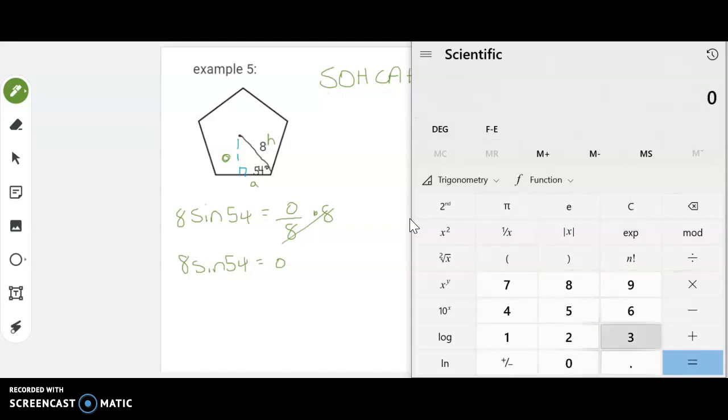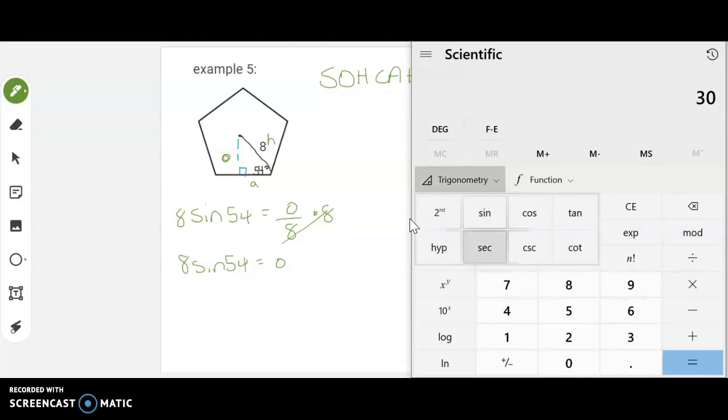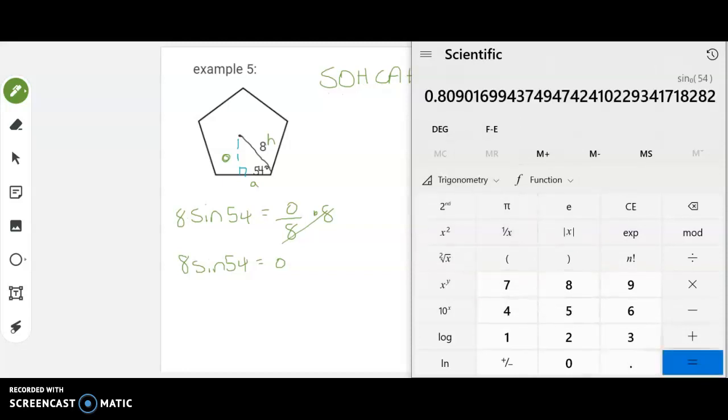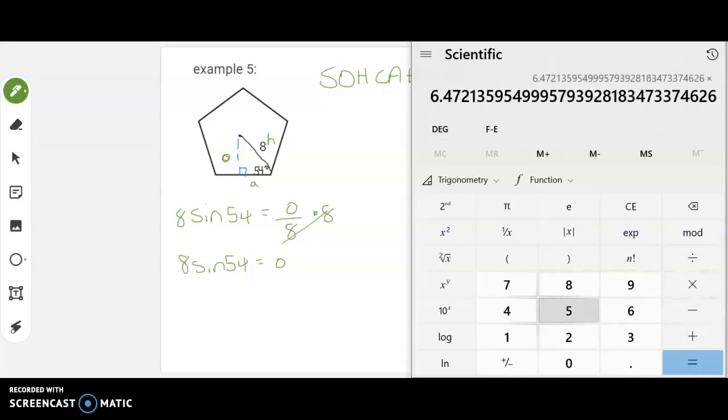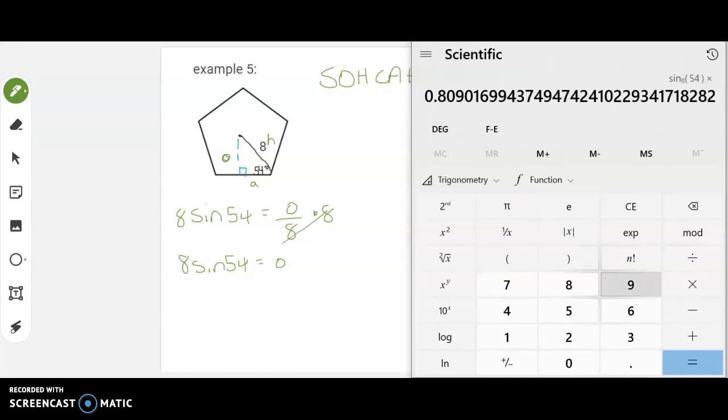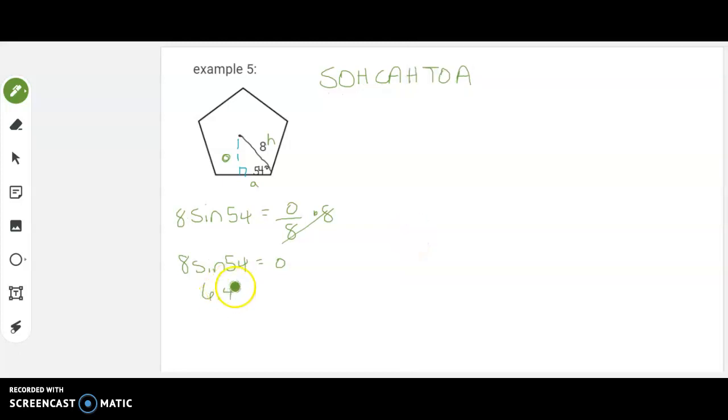So let me try that one more time. Actually, remember I said do the sine of 30 to check it? Okay, so now I'm in degree mode for sure. So let's do 54 sine times 8. 6.47. All right, so 6.47 equals my opposite side, which is my apothem.